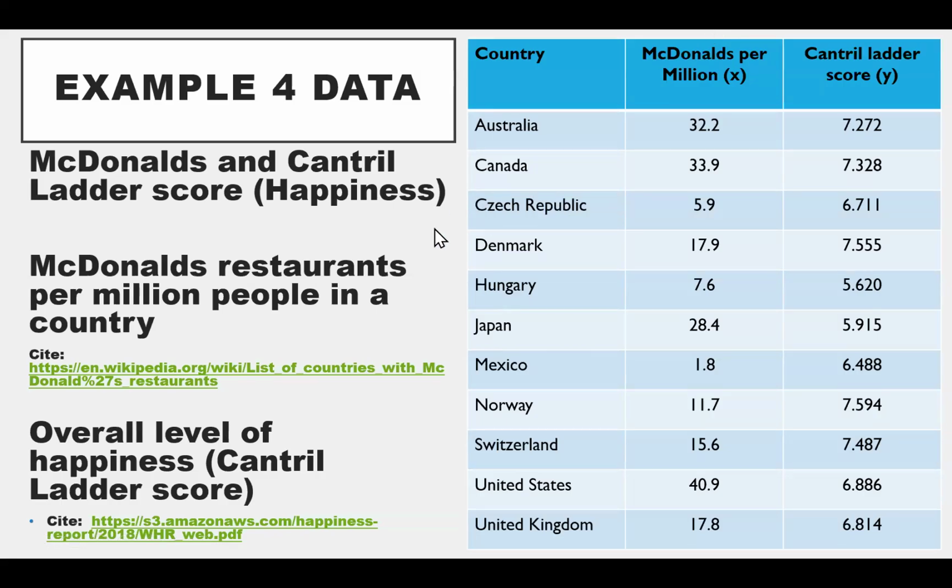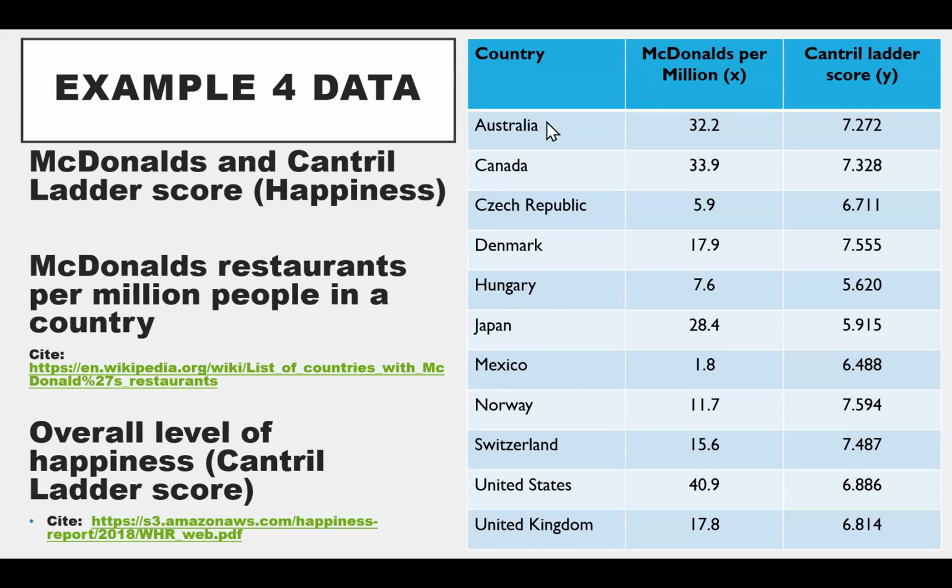Here's another example with some data. This is the number of McDonald's per million people in various countries, along with their Cantril ladder score, which in general is a measurement of happiness. So it's the number of McDonald's per million people compared to that country's overall level of happiness. And you can see where I got those data.